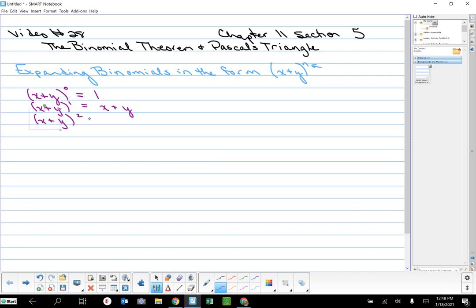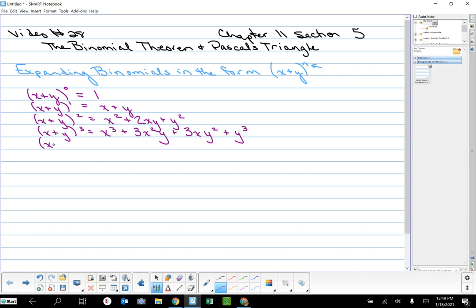And then x plus y squared. What I'm doing here is increasing the n as we go. And then what's going to happen here is we're going to get x squared plus 2xy plus y squared. We're going to do this down to the 5th, where n is 5. So then we have x plus y to the 3rd. And this is x cubed plus 3x squared y plus 3xy squared plus y cubed.